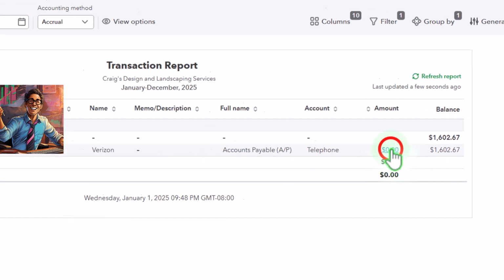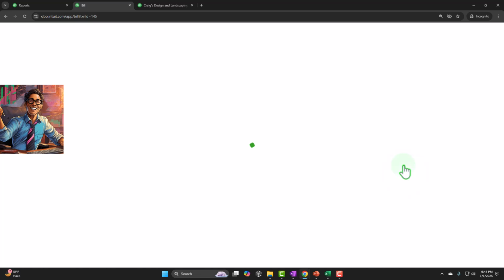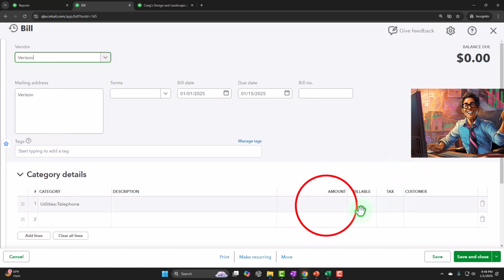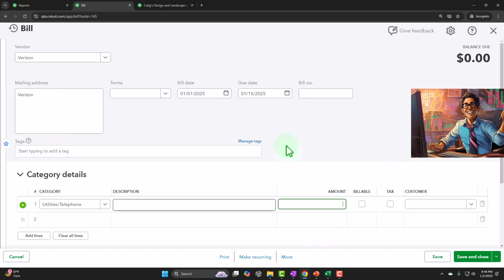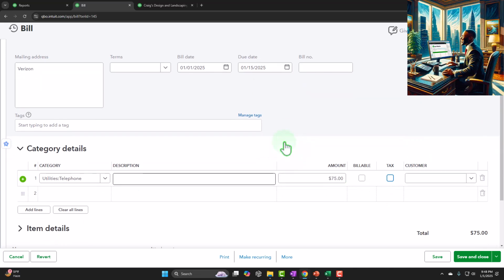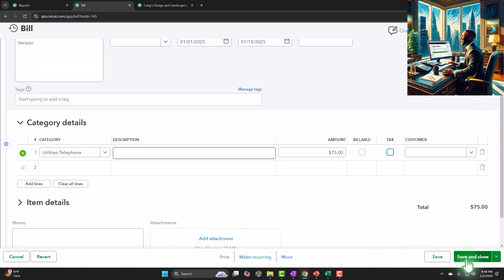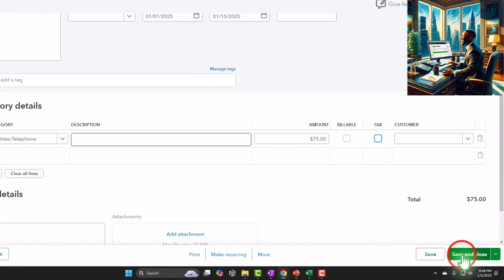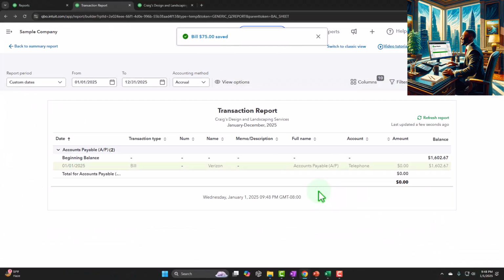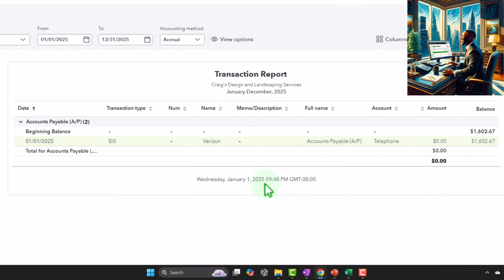Let's put a dollar amount in it. That might be a little bit more fun if we actually had a dollar amount in there. Let's go into it, and let's say the amount is for $75. Okay, let's save and close it. Notice how easy it is to kind of fix something in QuickBooks, but you want to be careful doing that, especially if it's an older transaction that was from a prior period, for example.